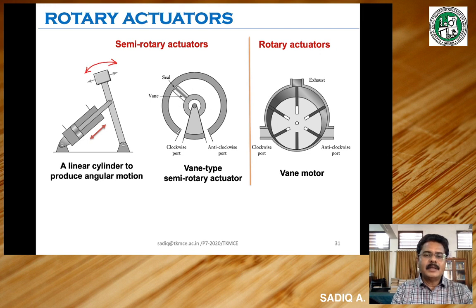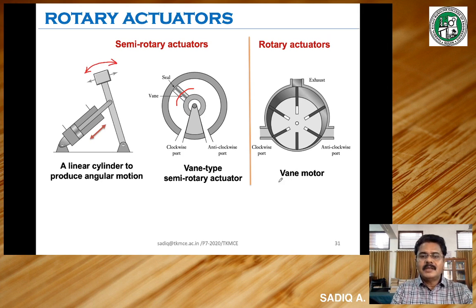So for this arrangement, there is pressure supply possible through this port as well as through this port. Based on the pressure difference between the fluid supply pressure available in this port and this port, the vane will move this way or this way. So depending on the pressure difference that is supplied on either side, the vane will move. That movement can be used for actuating something. So this is an example for semi-rotary actuation.